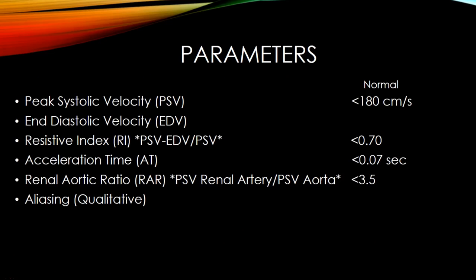And we also use the renal aortic ratio, where we divide the renal artery peak systolic into the aorta peak systolic to get a renal aortic ratio. Less than 3.5 is normal. We also check for aliasing at sites of stenosis, but changing the parameters of your color Doppler can make sure if that aliasing is true or if it's just aliasing from artifact.